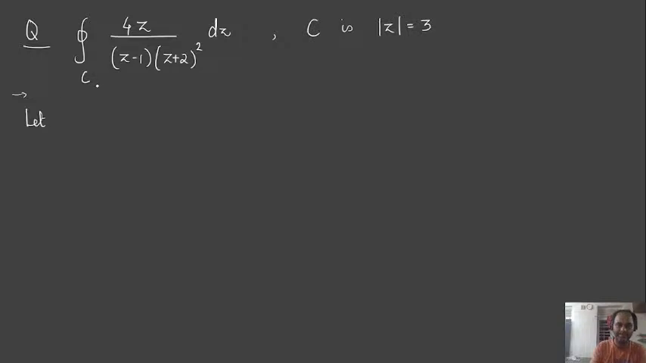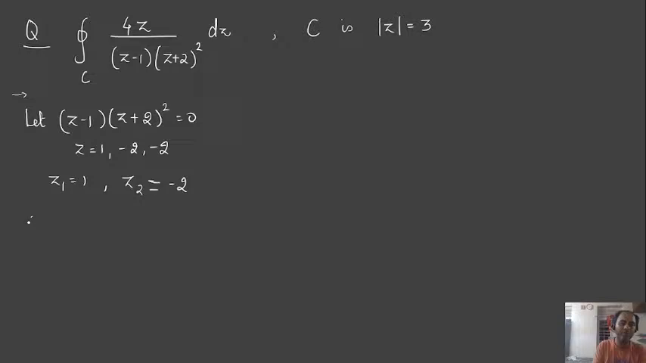Now when we are doing this kind of question, we have to be very careful. So first thing is, let (z minus 1)(z plus 2) the whole square equal to 0. So z is equal to 1, and then there is minus 2 repeated 2 times, not a problem. But z1 is equal to 1 and z2 is equal to minus 2.